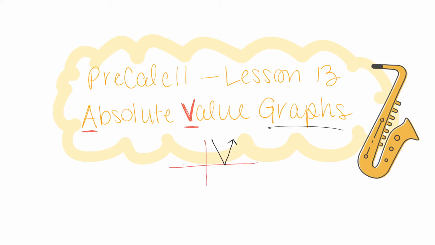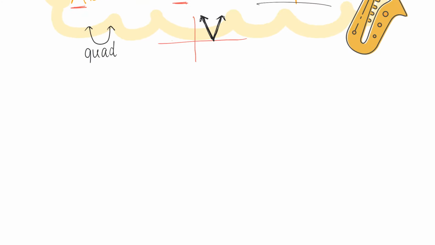A V. Do you remember during quadratics, I kept telling you to be very careful and draw your quadratics as a U because eventually we were going to use the V somewhere else? Well, the time has arrived. Absolute value graphs are V-shaped. So today is the day we're going to draw V-shaped graphs.